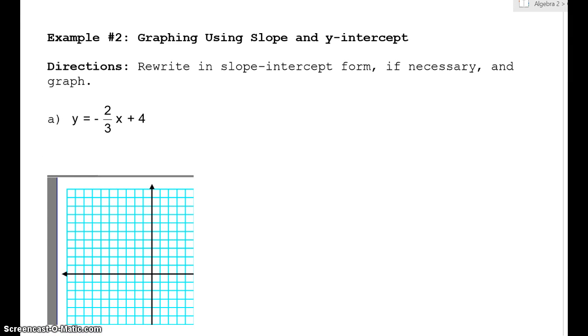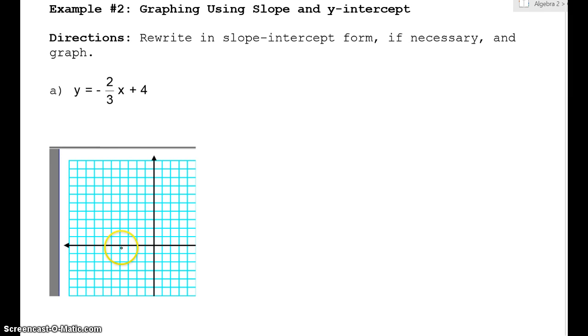And in the next page it says, go ahead and rewrite in slope-intercept form if necessary. So sometimes they're nice and they'll give it to us in slope-intercept form. And then it says to graph it. I apologize because my graphs are coming out a little funky. I have no idea why, but I think we should be okay.